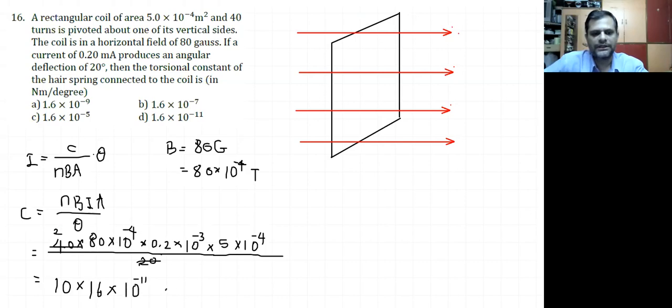Okay, and if you want to write it in terms of 1.6, because in options all the options are containing 1.6 here, so 1.6 into 10 raised to minus 9 will be the option. Okay, which is already there in option number A here. That's it. Let us see the next question.